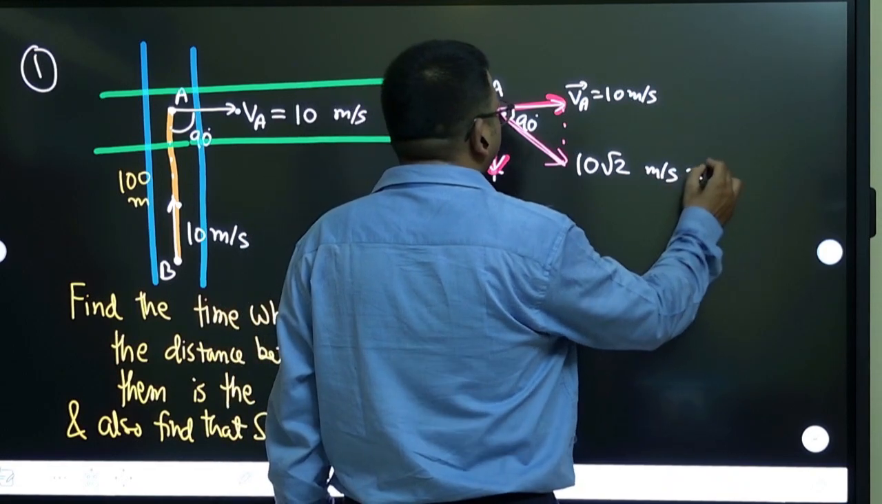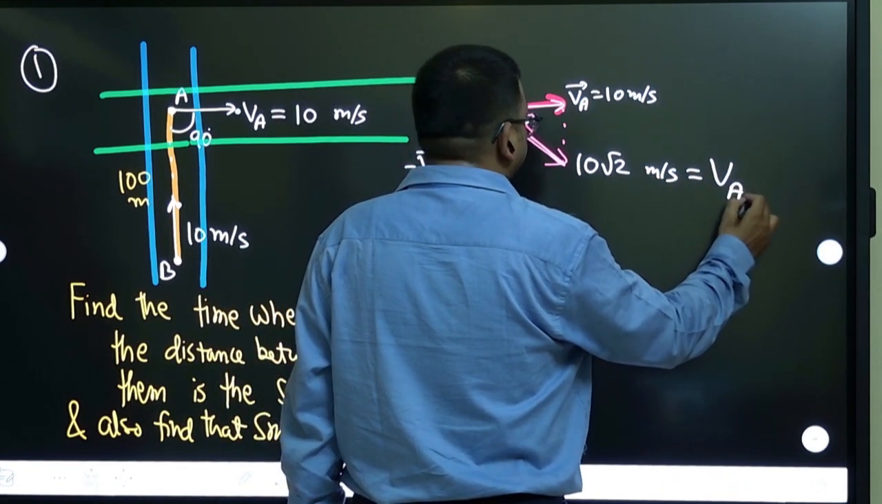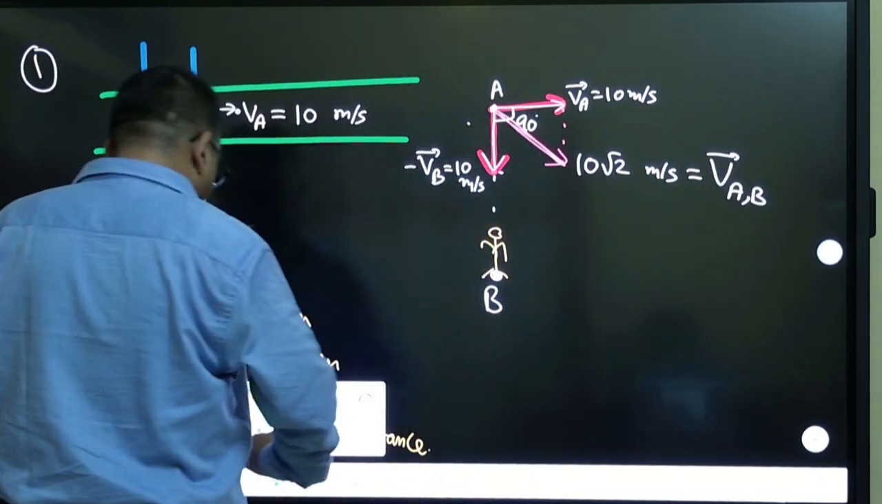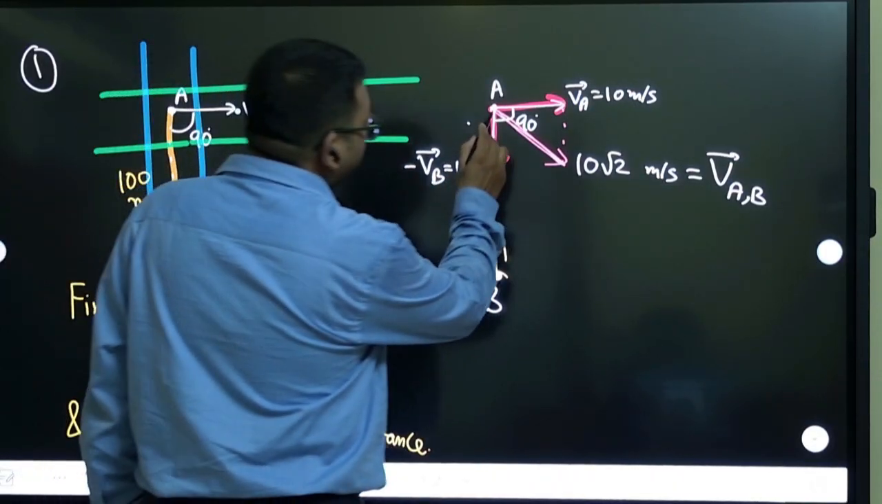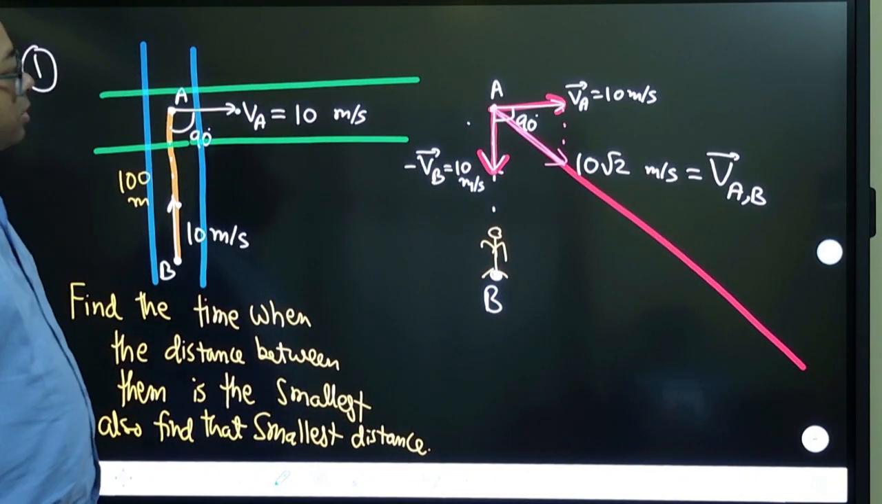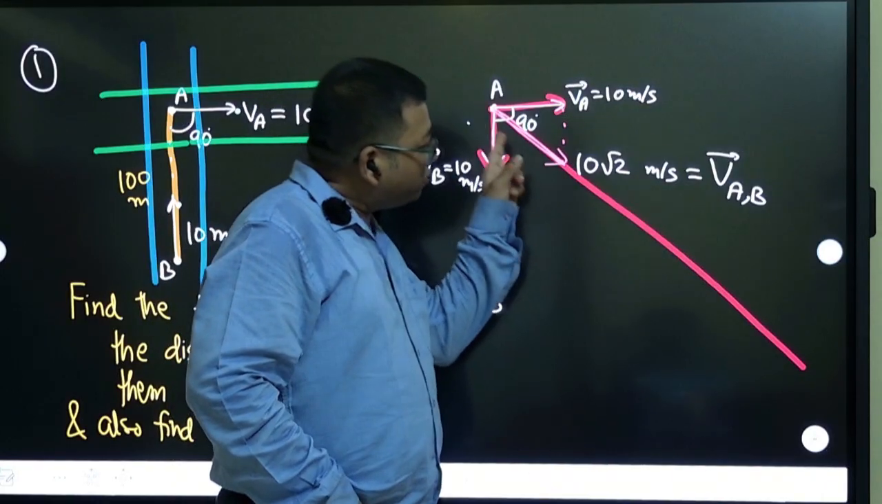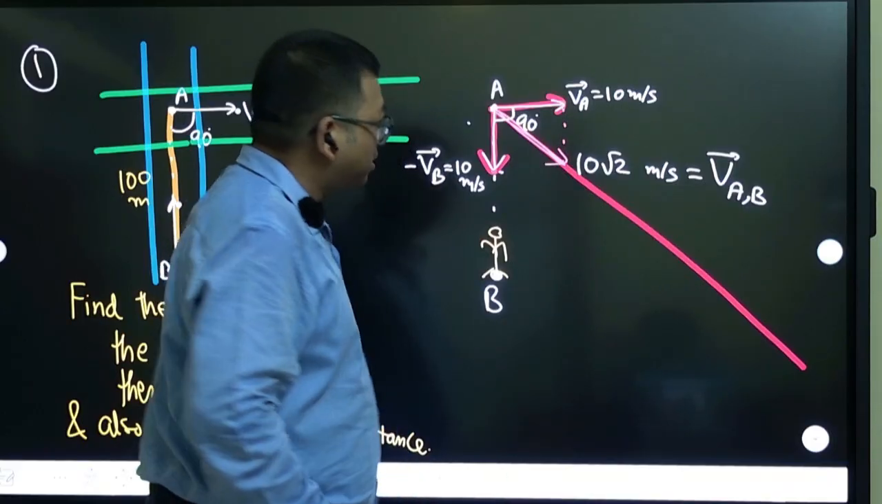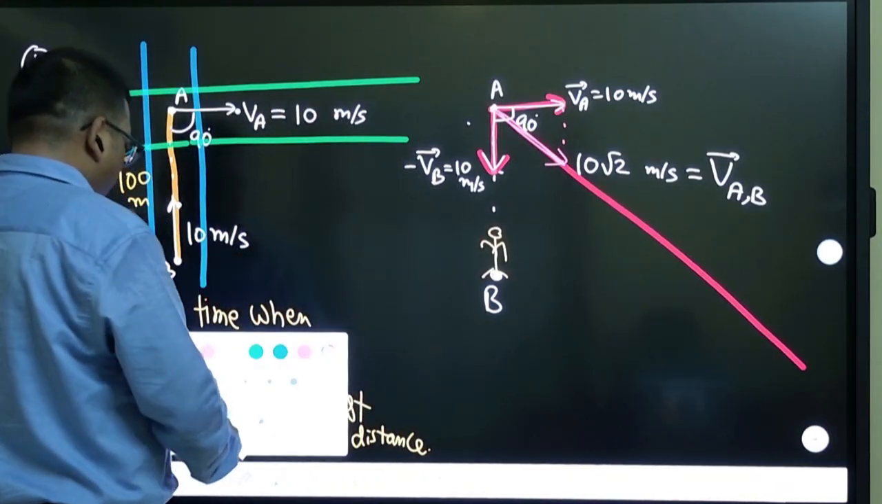This is the relative velocity of A with respect to B. But its direction is this way. Note its direction. This is the direction of this. So B will see that A is moving in this line.